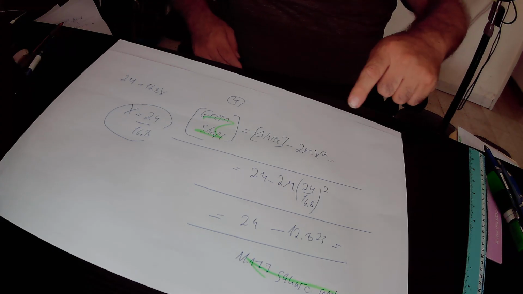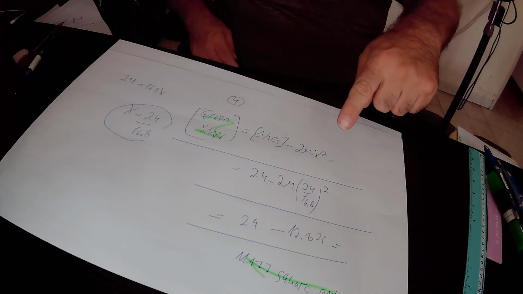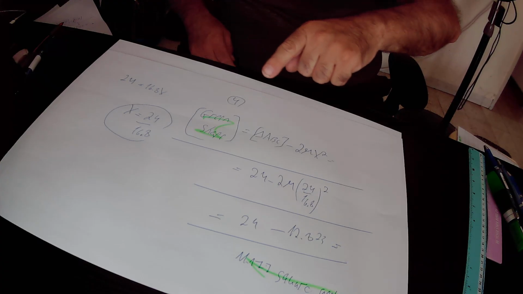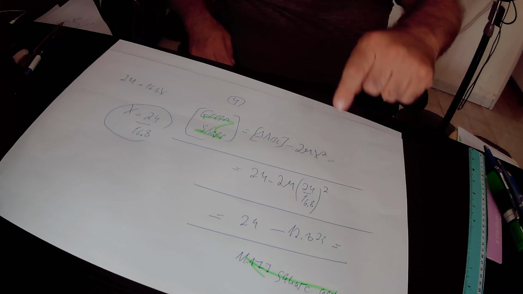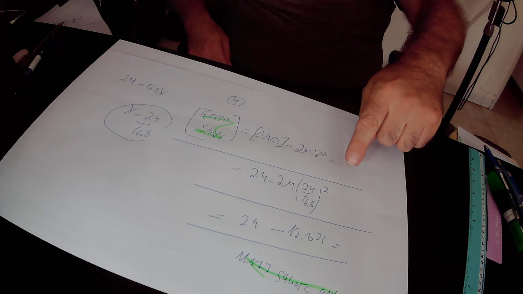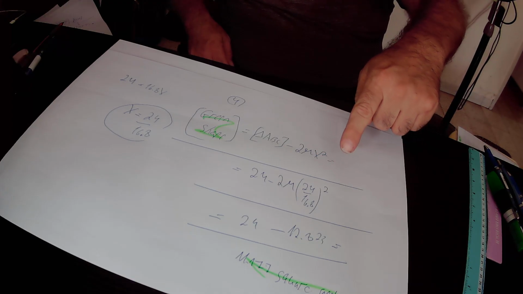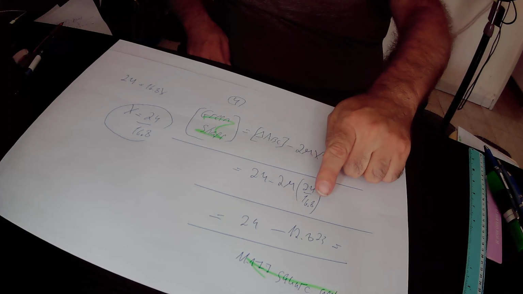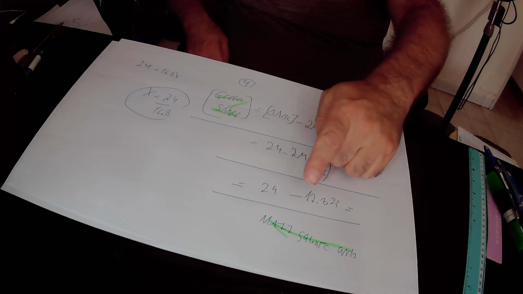x is 24 over 16.8, and therefore x squared is 24 over 16.8 squared. So in total, the area of the green shape equals 24 minus 2 pi times 24 over 16.8 squared. This expression in total equals 12.823. 24 minus 12.823 equals 11.177 square inches in size.